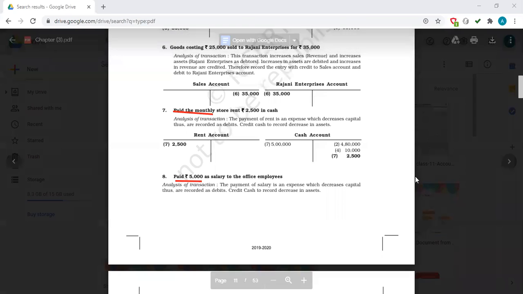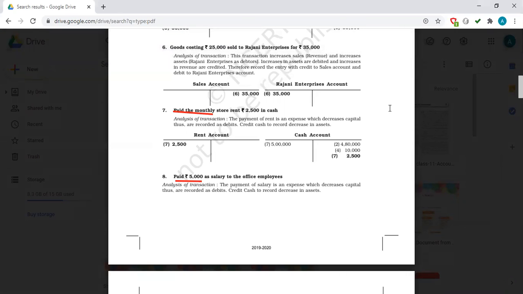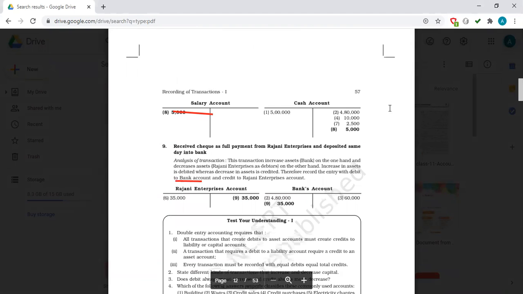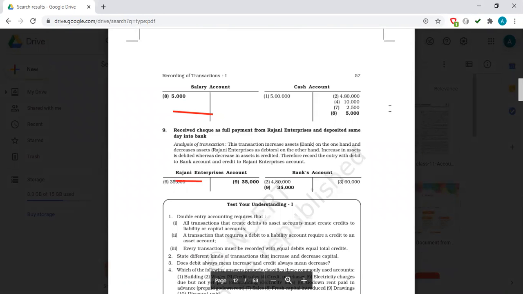So what will be the effect? You can see salary is an expense. It is to be written on the debit side. 5 lakhs cash had come, 4 lakh 80,000, then 10,000. On the credit side of the cash account any balance decrease is shown, and then on the 8th the 5,000 balance decreases. Received cheque as full payment from Rajini Enterprise and deposited the same into the bank.